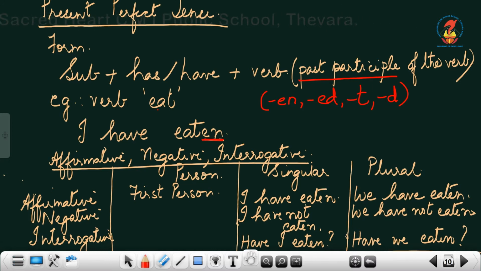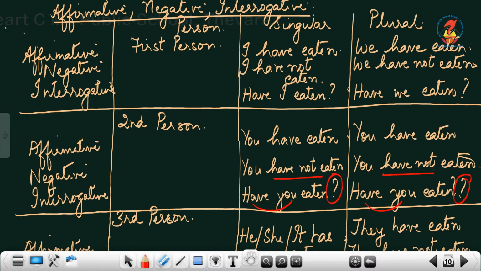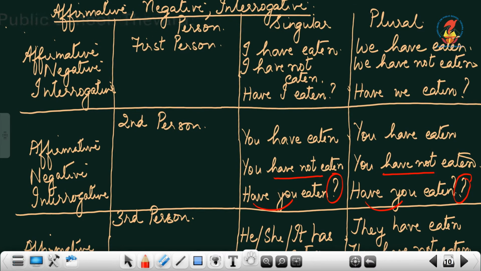So now here, I'll just swipe this up so you will be able to understand. I'm not going to explain this every time, I'll just read through it. First person pronoun, how will you express it in the singular? I have eaten. In the plural? We have eaten. In the negative, I have not eaten, we have not eaten. Then interrogative, have I eaten or have we eaten? That is how you express this in the first person.